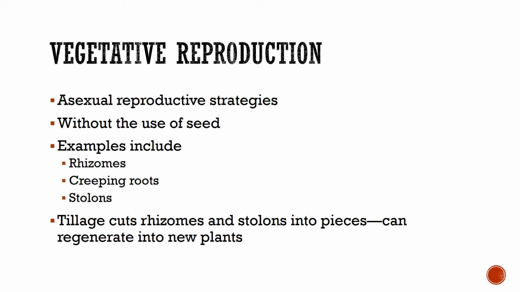So vegetative reproduction. When you think vegetative, think asexual reproduction. And strategies for that, we have a couple different examples: rhizomes, creeping roots, and stolons. And this is without the use of the seed. So we're not having to use the seed for that vegetative reproduction. It does it on its own because it's asexual. So how do we fix that? Well, tillage is a big one because it's going to cut up those stolons and the rhizomes into different pieces and then help regenerate into new plants, if it's not being managed with some sort of herbicide or other type of management system. And that can then help or hurt your farm.